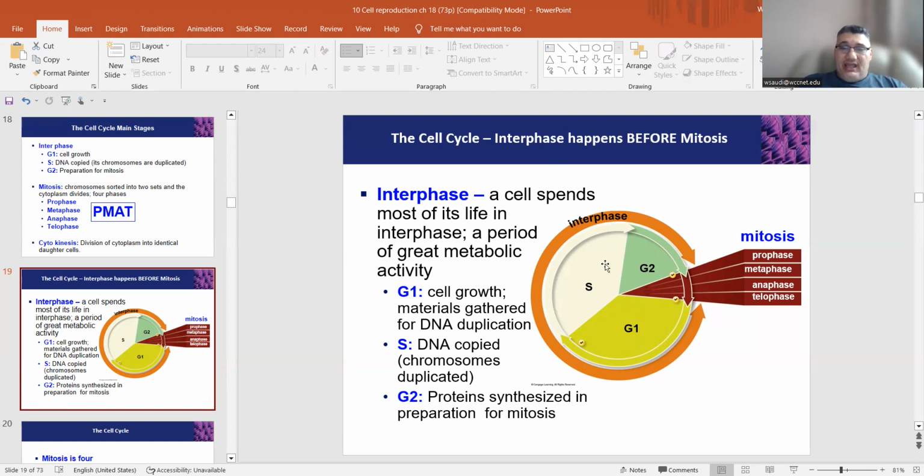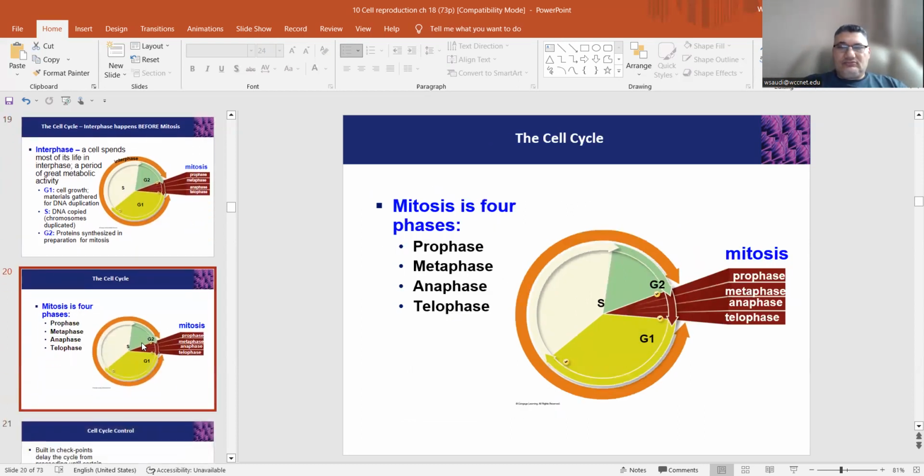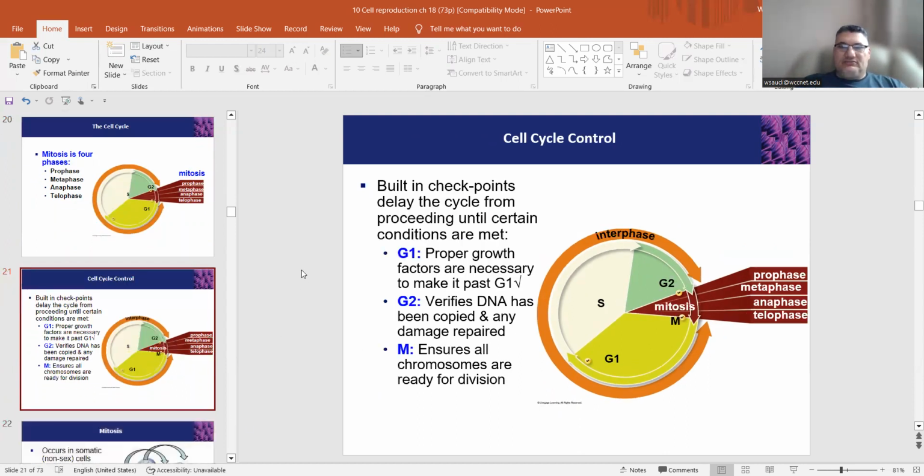S. S is the actual duplication. S is synthesis, DNA synthesis, the actual duplication. And then G2, this is growth again. G is growth, but this one is more specifically proteins, and also other things that are going to grow so that you enter into mitosis. This is the interphase. Now mitosis: prophase, metaphase, anaphase, telophase. These four. That would be followed by cytokinesis.